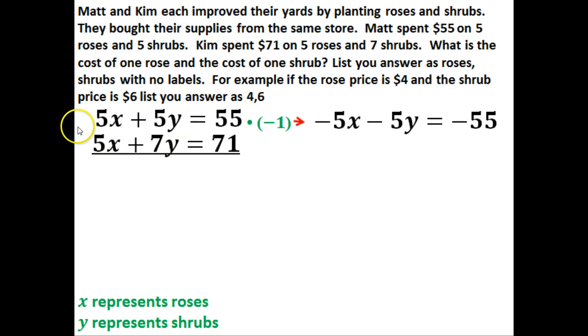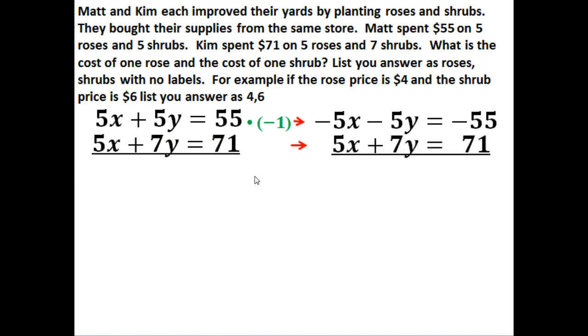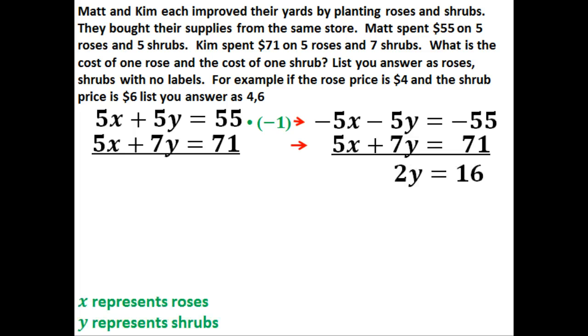Now, this second equation, I don't need to multiply by anything. I just keep it the same and take it straight over. Now you see with my x's, these cancel each other out. So I've got -5y plus 7y, which gives me 2y, and I've got -55 plus 71, which will give me 16. So now I know that 2y equals 16, so y equals 8. Y represents the cost of the shrubs, so 8 would be the cost of the shrubs.